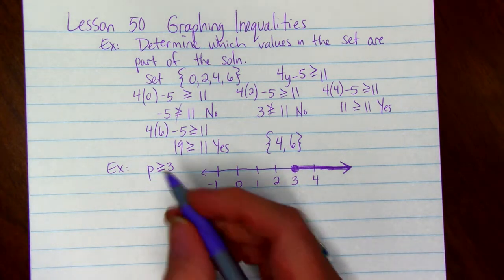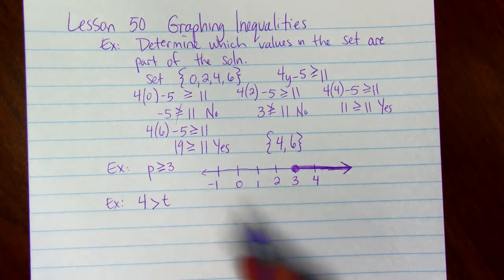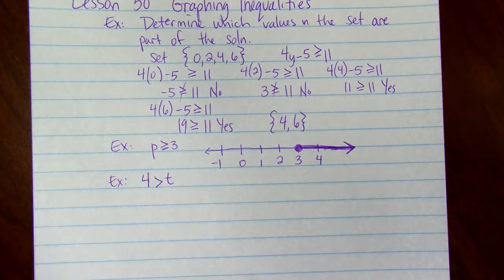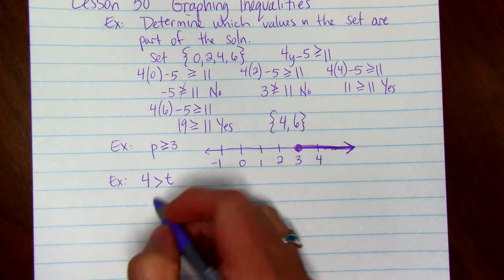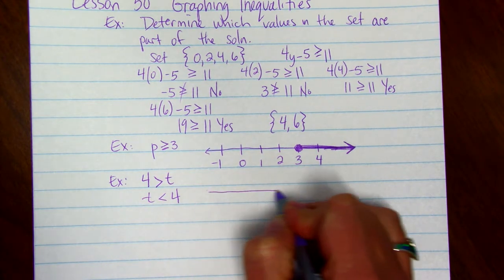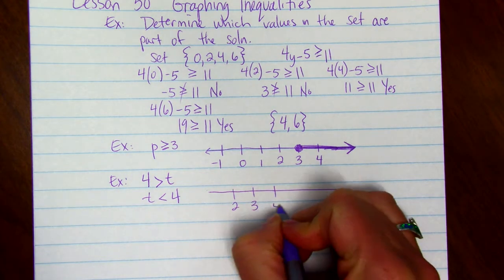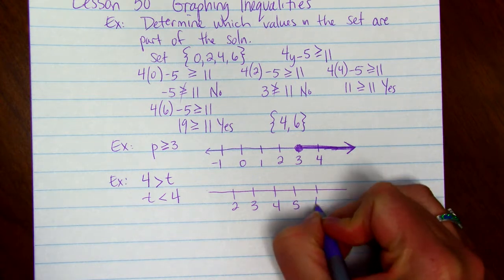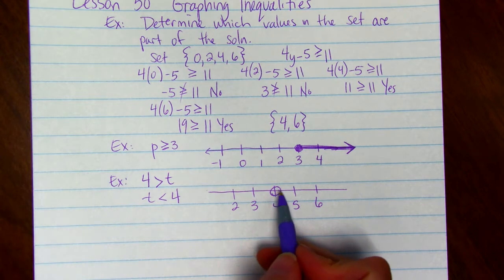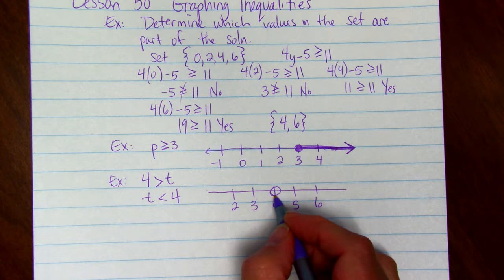Now if you had 4 is greater than t, what I like to do is rewrite this, and I just flip the whole thing upside down like a pancake. So I'm going to scoop underneath, flip it over, and say that's t is less than 4. I like to have it flipped over so I can see what I'm doing here. So we have integers. I like to do 2 above, 2 below. It's less than 4, so we put a circle on 4. Is 4 less than 4? Since it's not, we're going to leave the circle open.